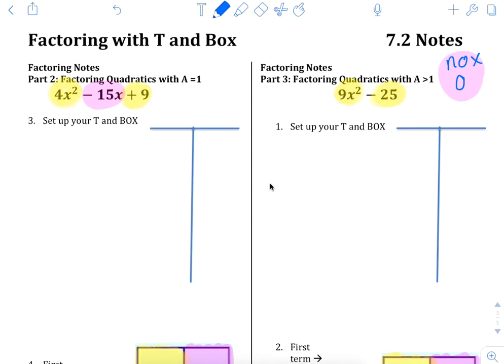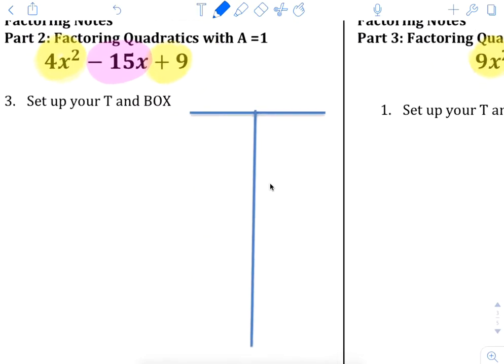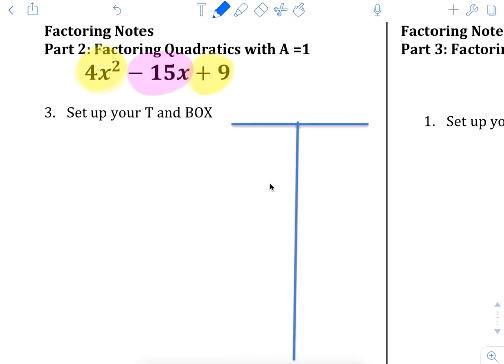All right, we're going to be going over 2 separate problems on this page, but I'm going to do the one on the left first, okay? So the one on the left is 4x squared minus 15x plus 9. If you've already done all the T-charts, then you know how to set up these problems. 4 times 9 is 36.